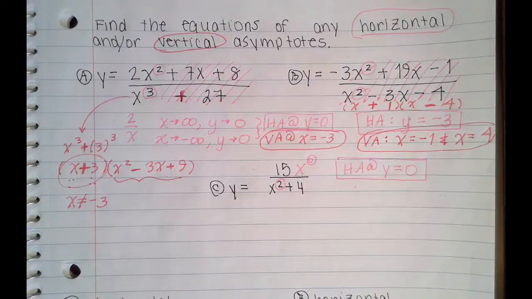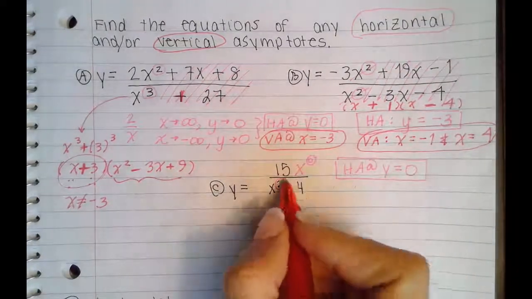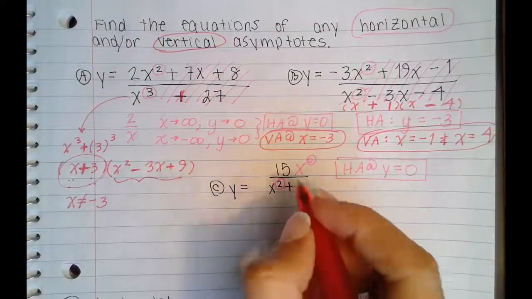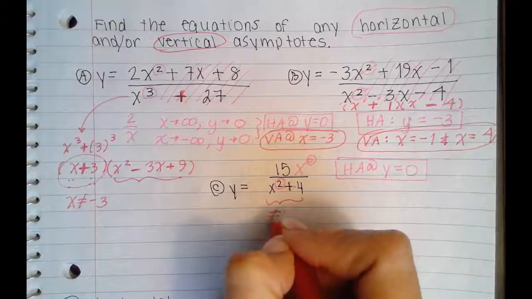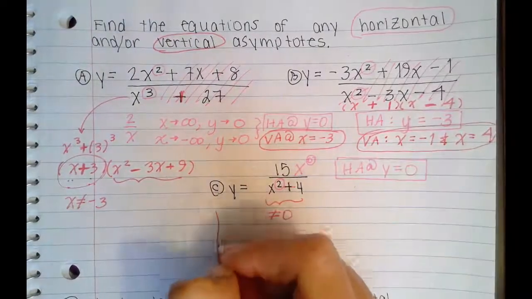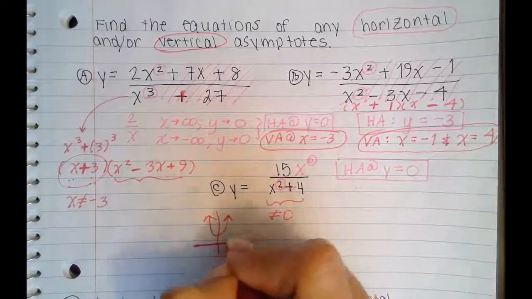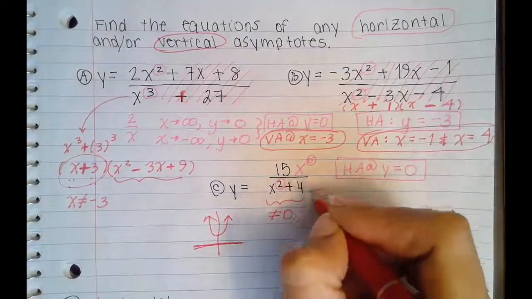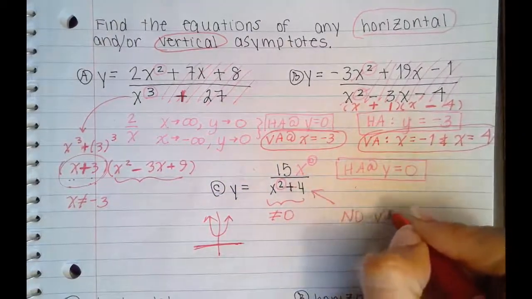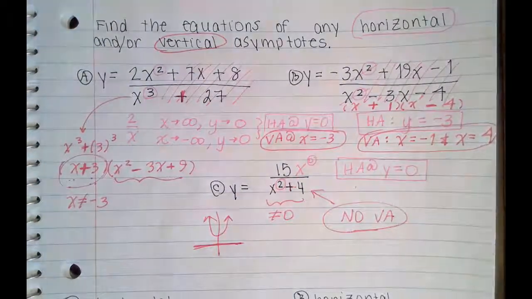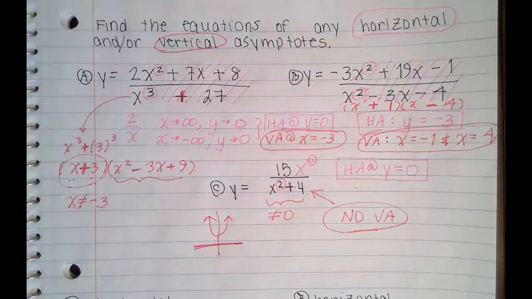C. If I try to factor this, it's actually the sum of two squares. This never equals 0. If you think about x squared plus 4, it's just the parabola moved up 4 units. It never equals 0. So this graph right here has no vertical asymptote. Okay? A few more examples to practice.